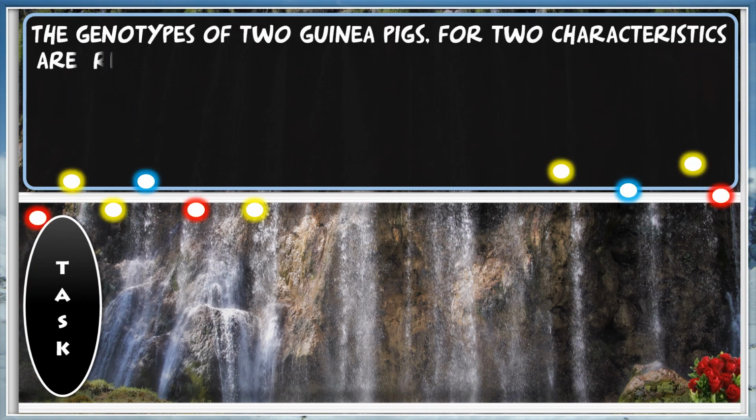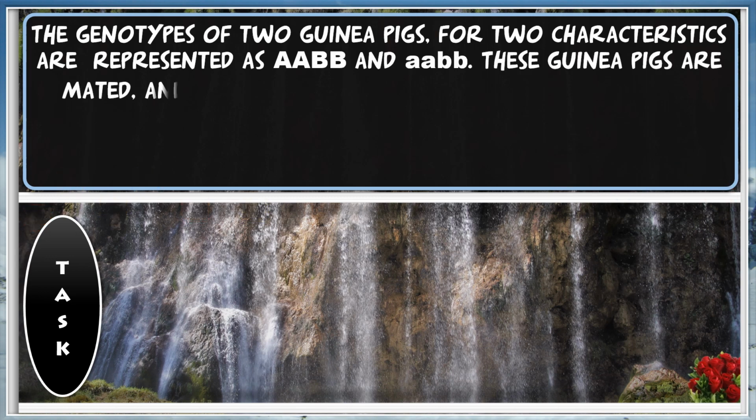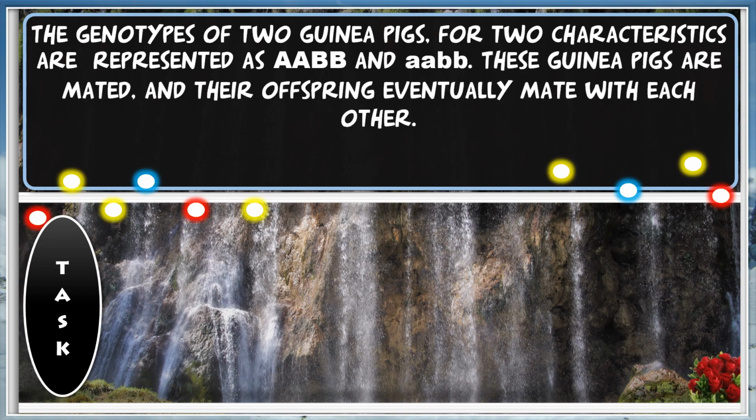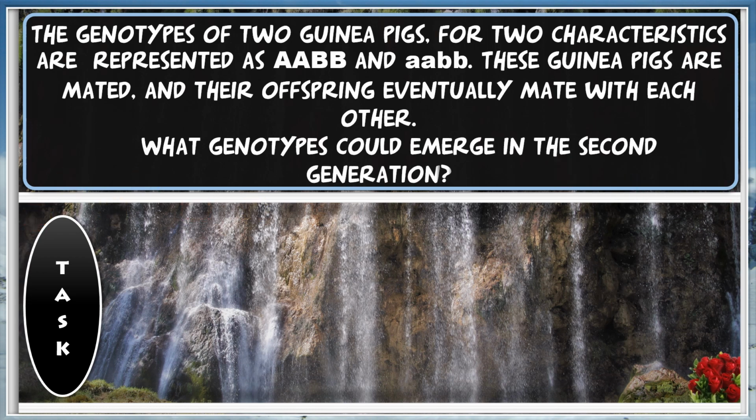The genotypes of two guinea pigs for two characteristics are represented as capital A, capital A, capital B, capital B, and small a, small a, small b, small b. These guinea pigs are mated, and their offspring eventually mate with each other. A. What genotypes could emerge in the second generation?